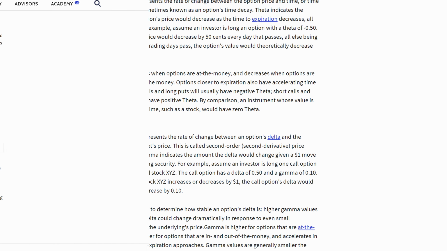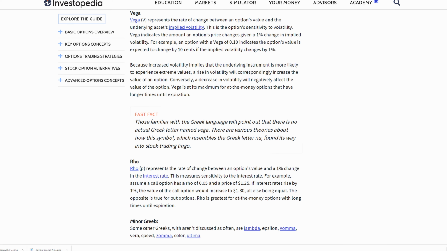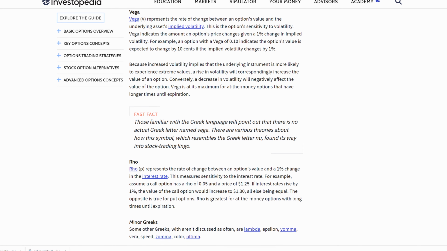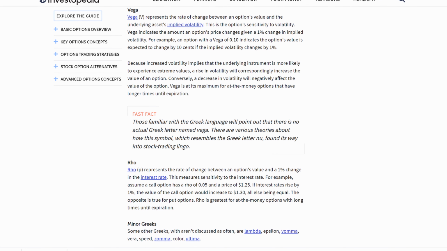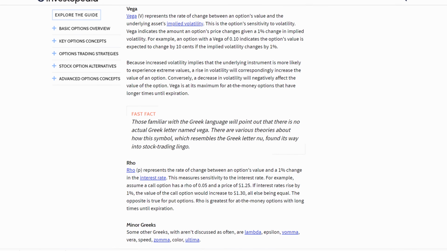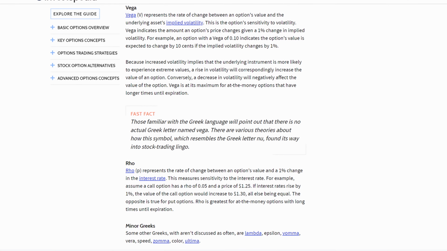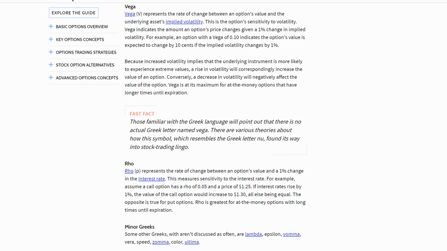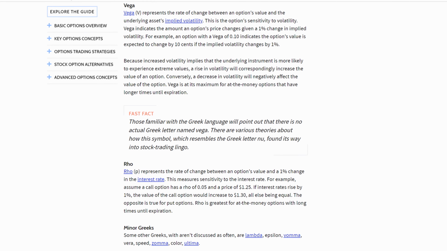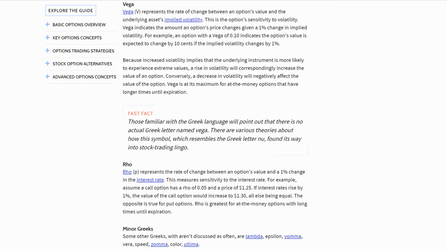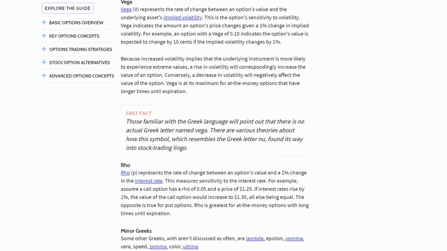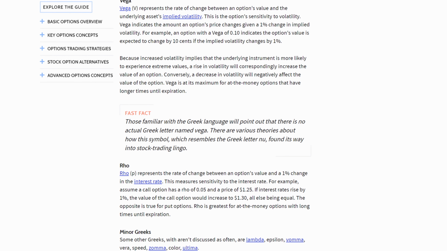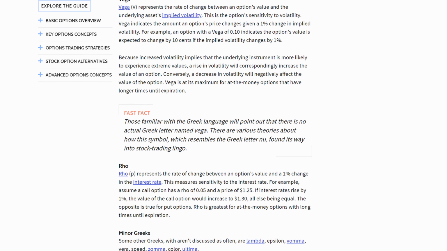As for vega, vega represents the rate of change between an option's value and the underlying asset's implied volatility. It indicates the amount an option's price changes given a 1% change in implied volatility. For example, an option with a vega of 0.10 indicates that the option's value is expected to change by 10 cents if the implied volatility changes by 1%. This means that as implied volatility increases, the price of options increases.